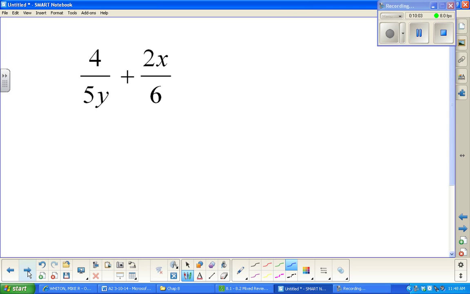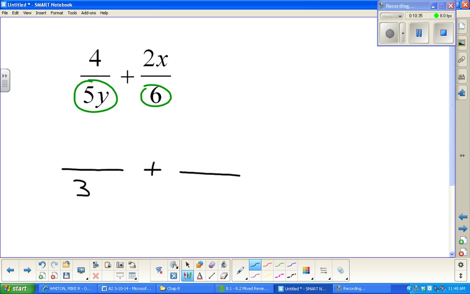So again, look at what your denominators are. 5y and 6, and we want to rewrite this problem so that the denominators are common so we can then just add the numerators. We're going to do the same exact thing. I need the least common multiple of those denominators. One option is to just multiply the two together, 30y. Is that the smallest thing that they go into? Yeah, I think it is. 5 and 6, the least common multiple there, I believe, is 30.